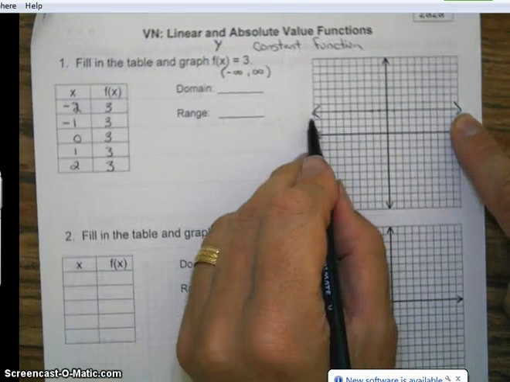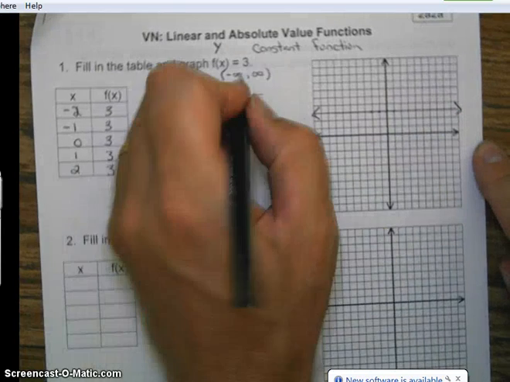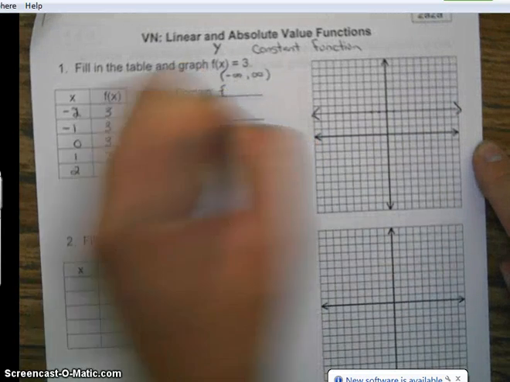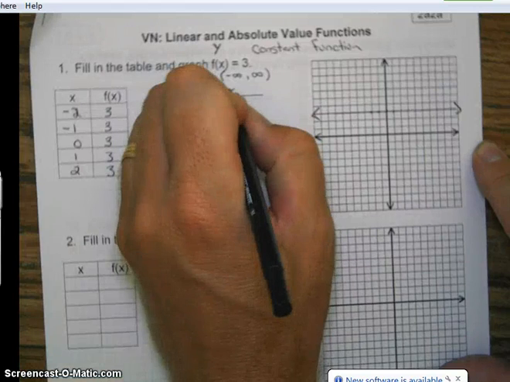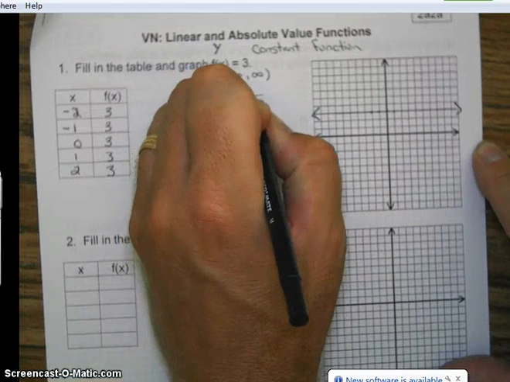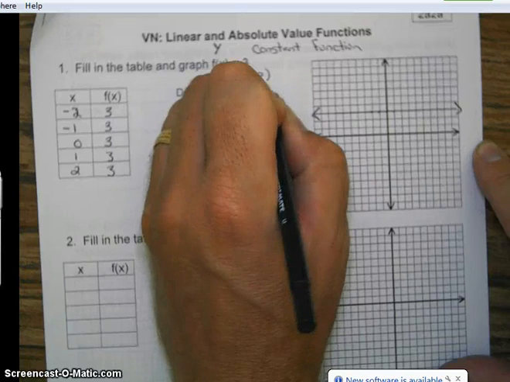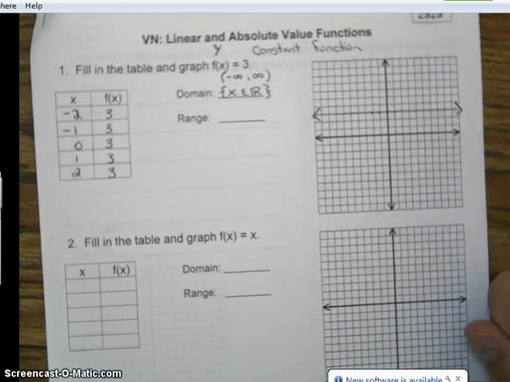And then since we're incorporating all real numbers, we're going to say this is set notation. X is an element of all real numbers. No constraints. All real numbers.